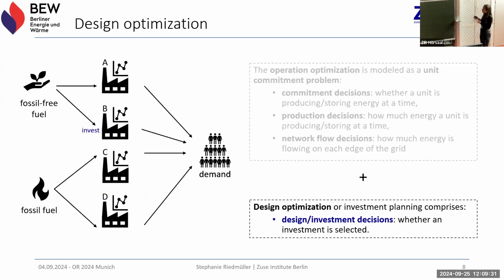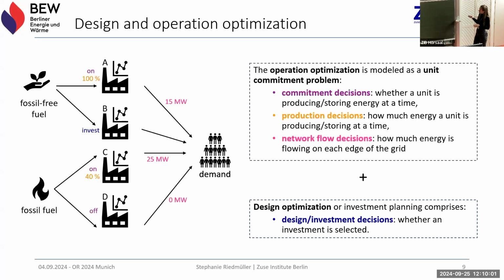Okay, now I want to look at another thing. The first thing was operation optimization, but we are really interested in design optimization, which is sometimes called investment planning. Therefore, I added another heating station in our example. The decision now for design optimization is, should I build this new heating station or not? This is the decision I have to make.